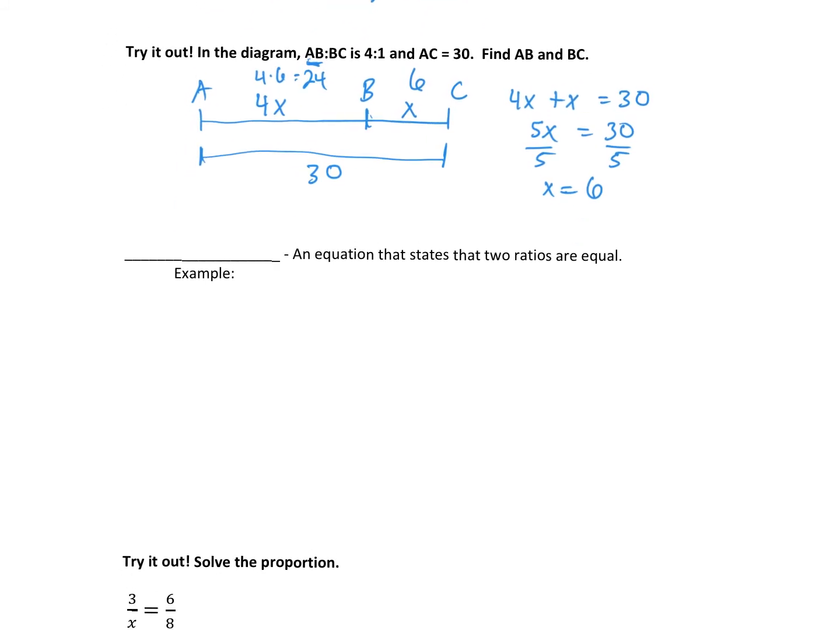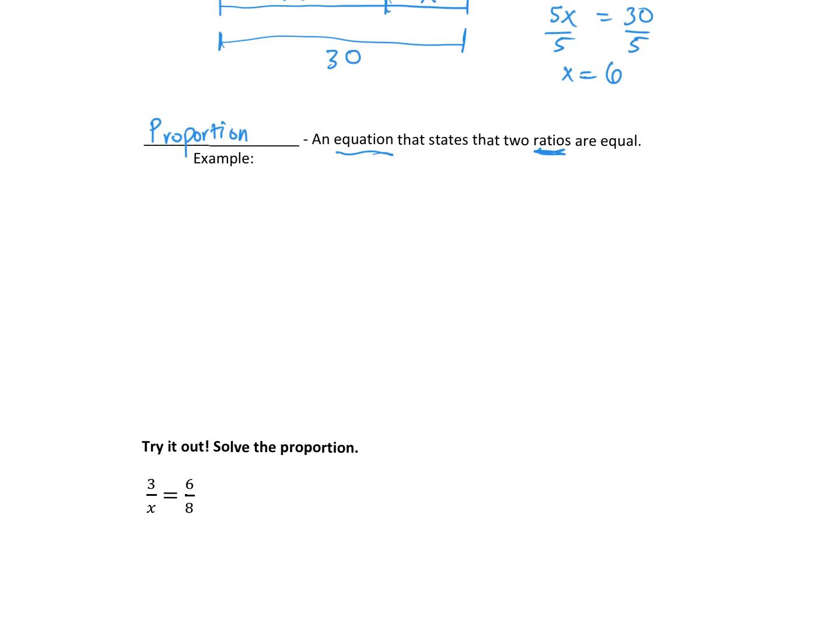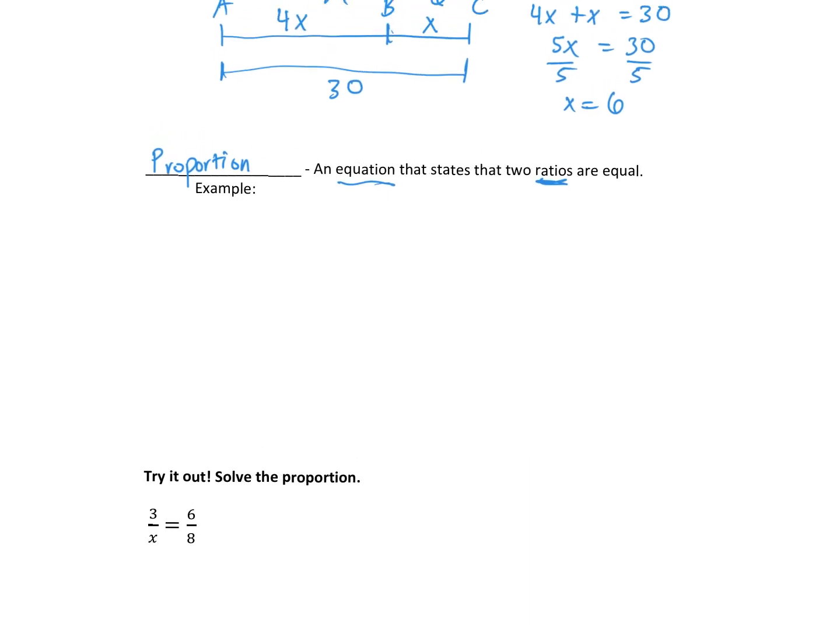Next, a proportion is an equation that states two ratios are equal. So for example, let's say A over B, this is a ratio, A being a number and B being a different number, is the same as C over D. This means that I can solve this by cross multiplying. If you remember cross multiplying, A times D must equal B times C.